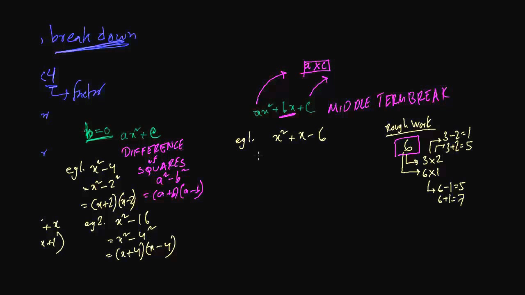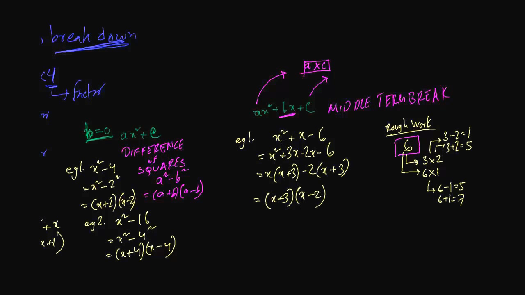So what we write here is x squared plus 3x minus 2x minus 6. Now you take x common, it will be x plus 3, minus if you take 2 common, since minus is outside the bracket the sign will change, so plus 3. Now from here I can take x plus 3 common, and we can write x minus 2. So this is how we do middle term break.